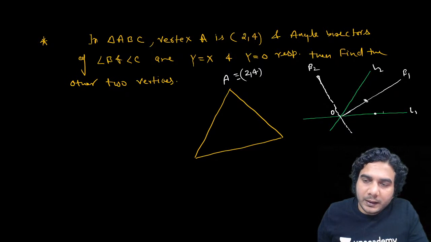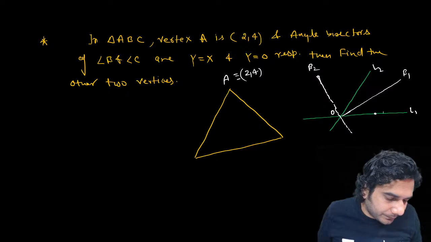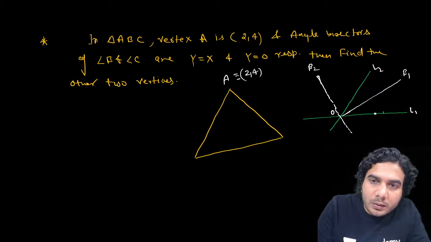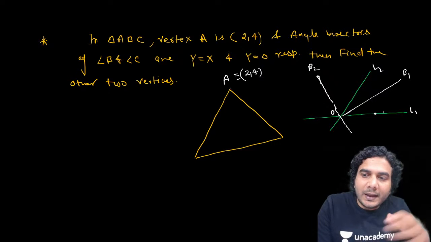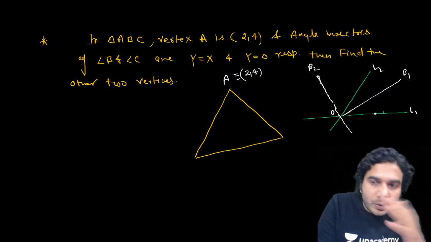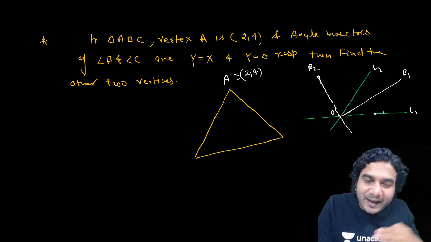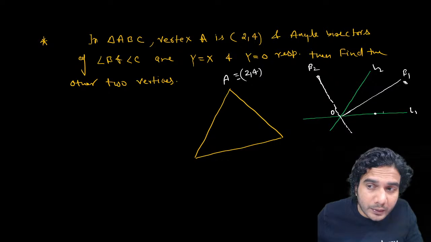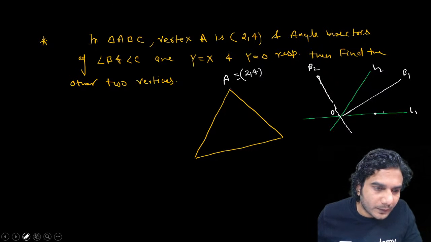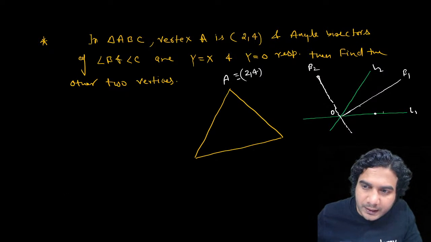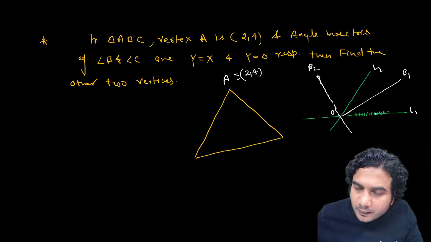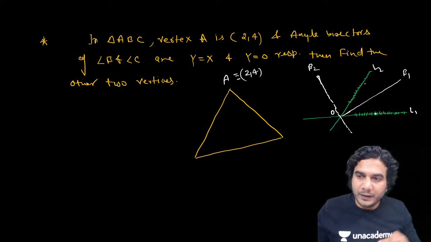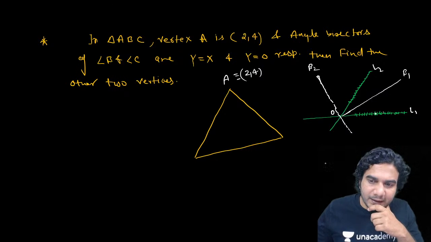Let me reframe it in this way: the image of L1 about line B1 will be L2. Basically, L1 and L2 are images, reflections of each other about B1. B1, the bisector, acts like a mirror. So L1 and L2 are mirror images of each other about this B1 or B2. Are you understanding this? I'm saying the image of L1 about B1 is nothing but L2. B1 is like a plane mirror. Do you understand the image now?